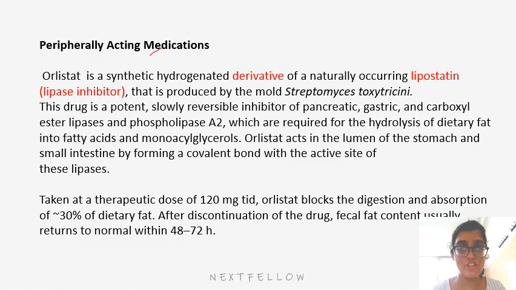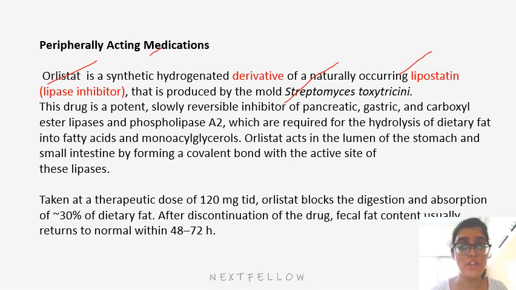Peripherally acting medications: orlistat is a synthetic hydrogenated derivative of naturally occurring lipstatin. It is produced by the mold Streptomyces toxytricini. The drug is a potent, slowly reversible inhibitor of pancreatic and gastric lipases, carboxylester lipase and phospholipase A2, which are required for the hydrolysis of dietary fat into fatty acids and monoglycerols.